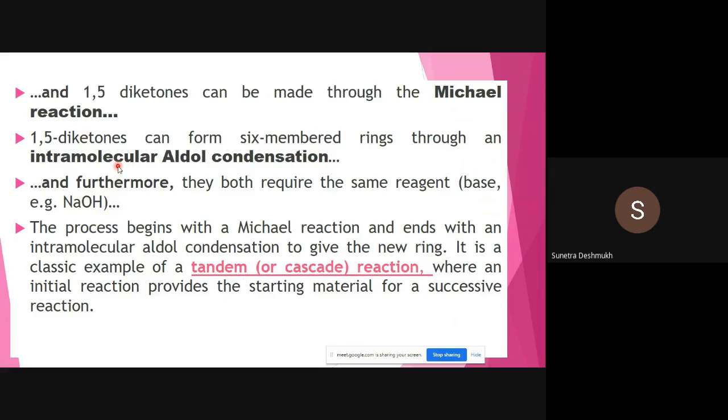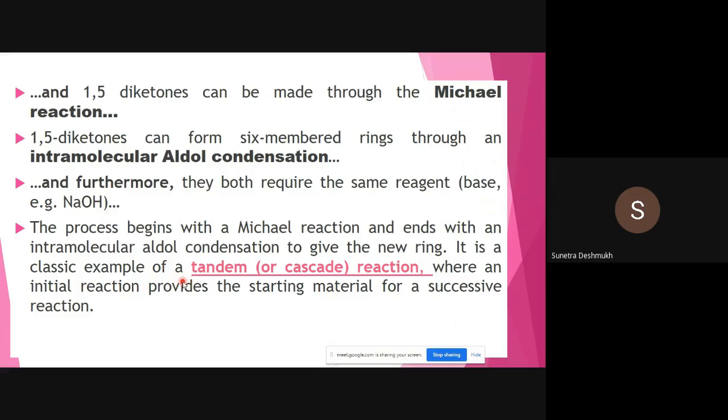Okay, so we have to carry out this intramolecular aldol condensation reaction with this 1,5-diketone in the presence of a basic catalyst. Furthermore, they both require the same reagent, a base. So for the Michael reaction we are going to use base, and for the intramolecular aldol condensation reaction we are also going to use the base.